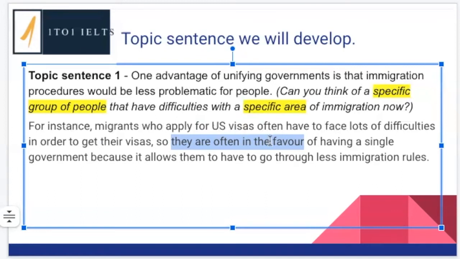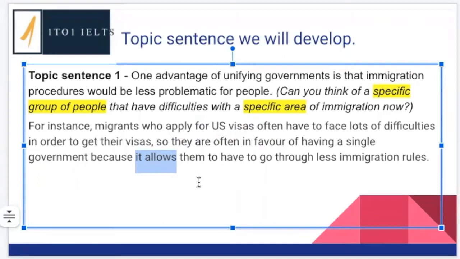Gabby, excellent, yeah. So the expression is in favor of. This is like a fixed expression, so you just remember people are often in favor of having, is good, having a single government. Having a single government because it allows them. So does this single government exist at the moment? So basically we say this is hypothetical. So it doesn't exist. So if we're talking about something that is hypothetical, so it's not real at the moment, we're kind of talking in the world of the subjunctive.